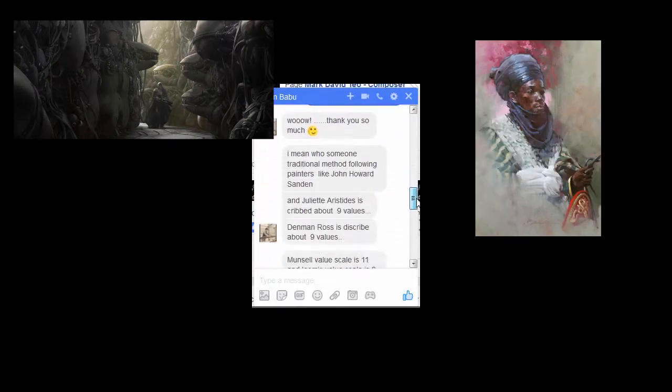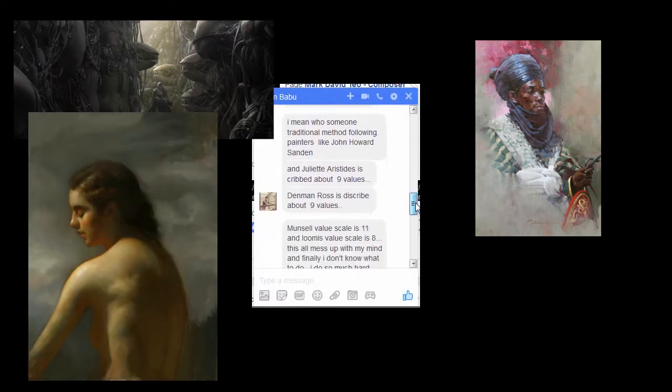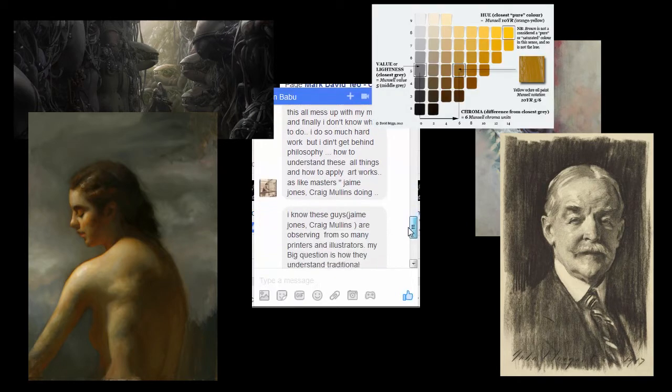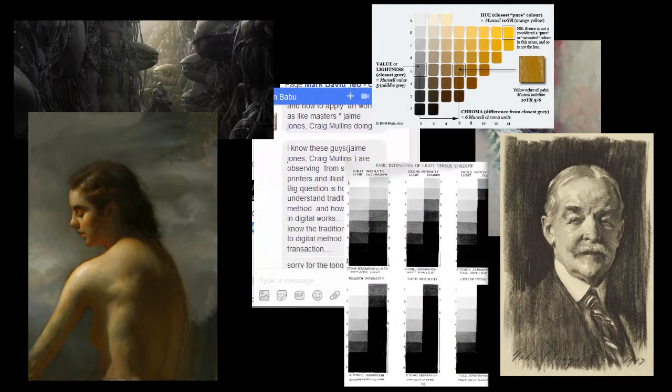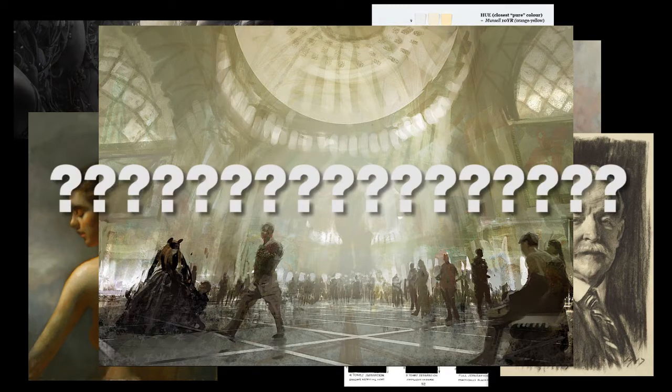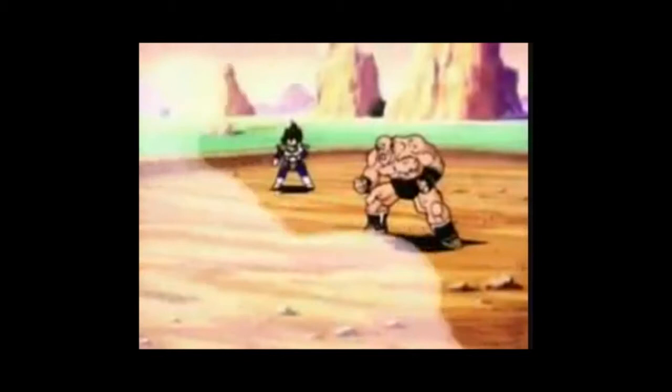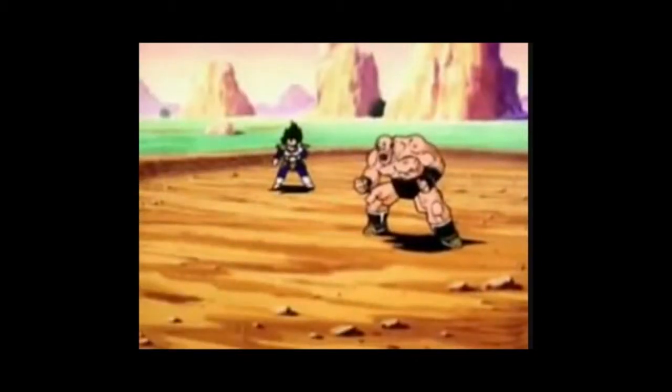But traditional people like John Howard Sanden, Juliette Aristides, Denman Ross, the Munsell value scale is 11, Loomis value scale is 8, Jamie Jones, Craig Mullins, what's happening? Values!" I totally understand when there are so many good painters in the world and many of them are saying different things in regards to values. 9 scales, 10 scales, 8 scales, 11 scales. Vegeta, what does the scouter say about his power level? But I think it boils down to a few simple ideas. Here, let me explain.